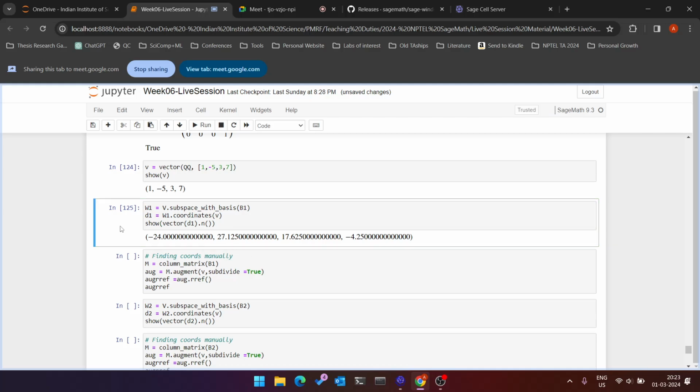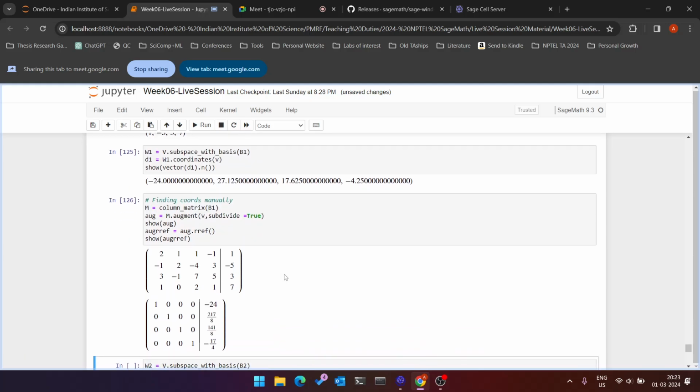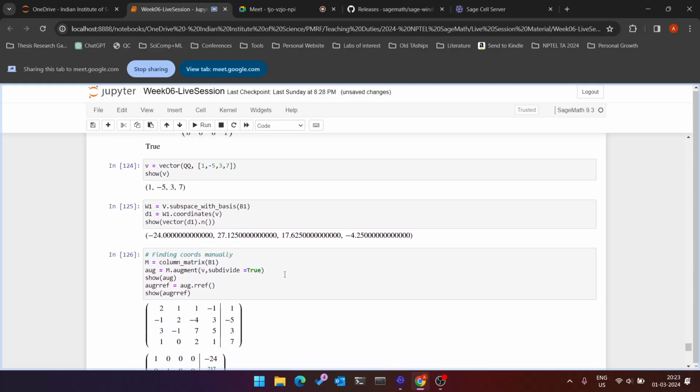This is the inbuilt method to do so. If I want to calculate how the coordinates look manually, what I could do is first start by writing the column matrix for the basis B1. Next to that B1 matrix, I am augmenting my vector V, and I am calculating the row reduced echelon form. So you can see that.